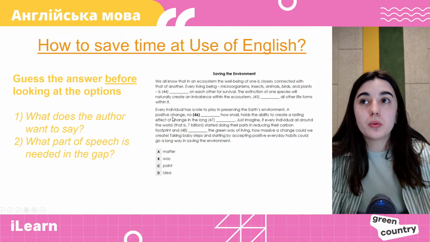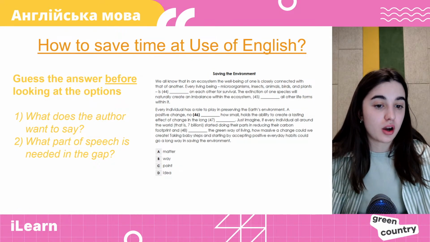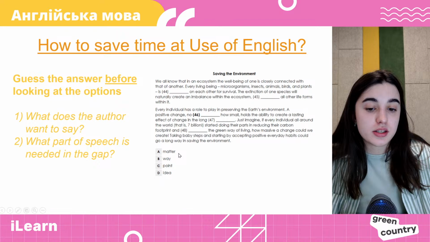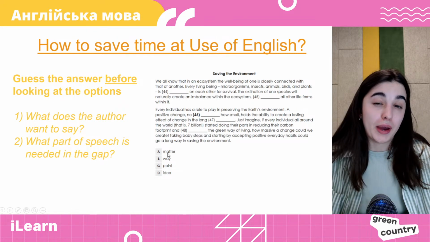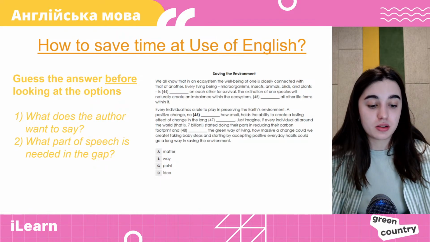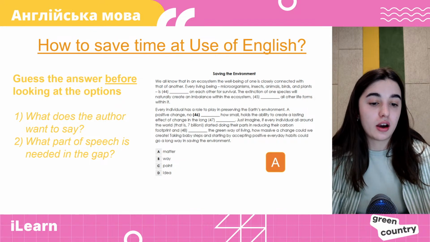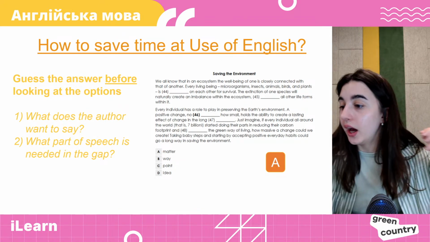And if we talk about the meaning of the phrase no matter how small, we can see that we need to use matter, because no matter means that you don't care, it makes no sense, it makes no difference what positive change it is.